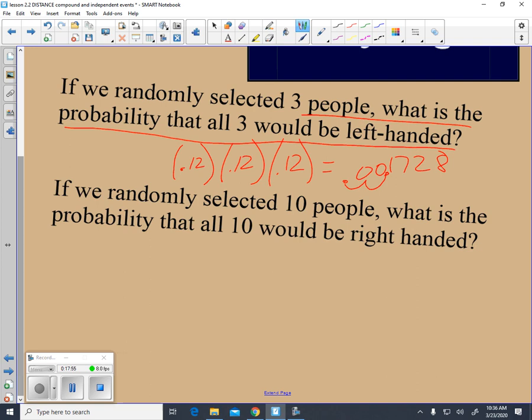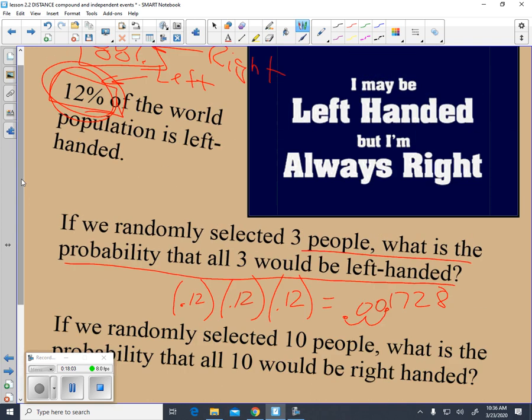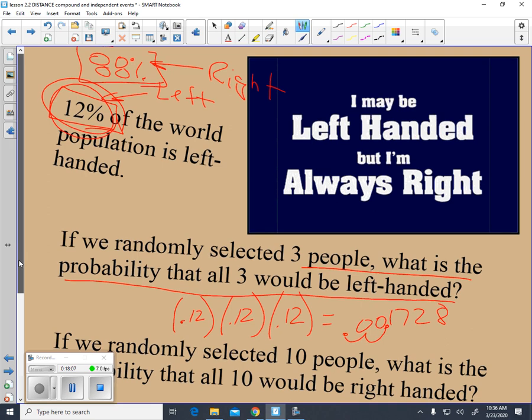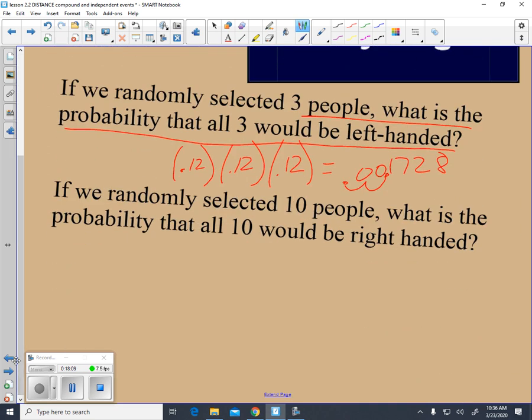Follow-up question. If we randomly select 10 people, what is the probability all 10 would be right-handed? Well, remember that 88% of the people are right-handed. And so I need 10 people. There's one right-hander, here's another right-hander, and I need 10 of them.